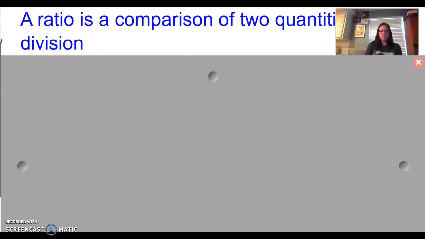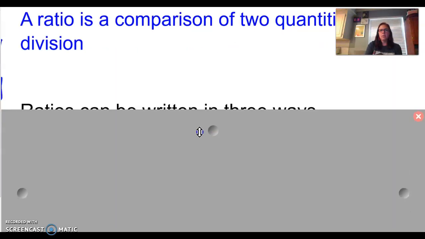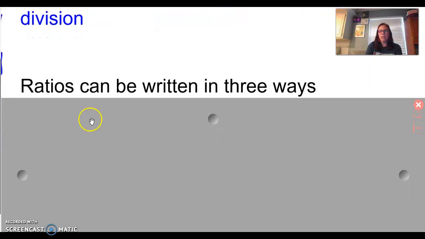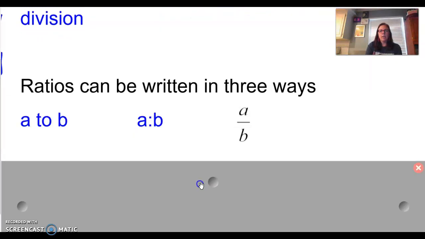Okay, so ratios can be written in three different ways. Let's see if I can get that. There we go. And here they are. They can be written as a number to another number with the word TO. They can be written with a colon, or they can be written with a fraction bar. This is the most common. This is what we'll use the most, but you can use all three of these. It matters the order. The first thing they ask for has to be on the top or the left.